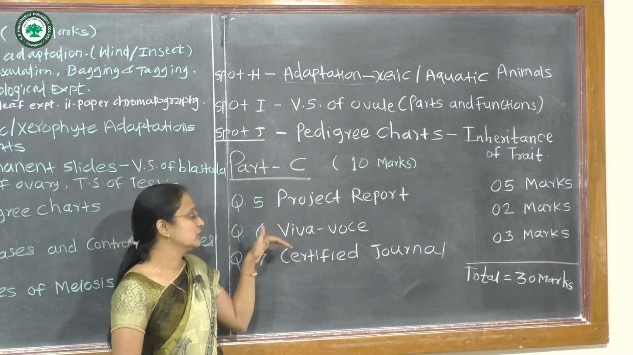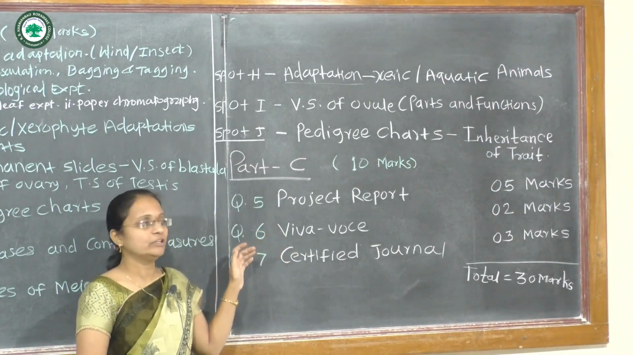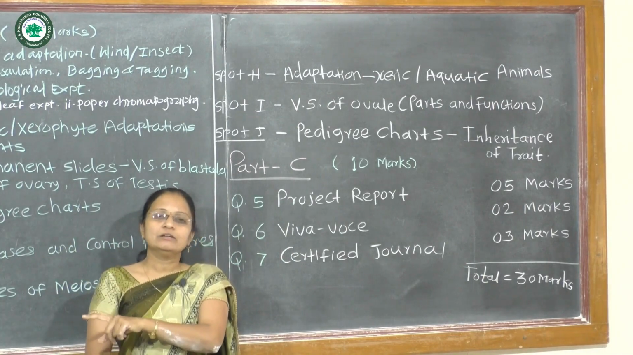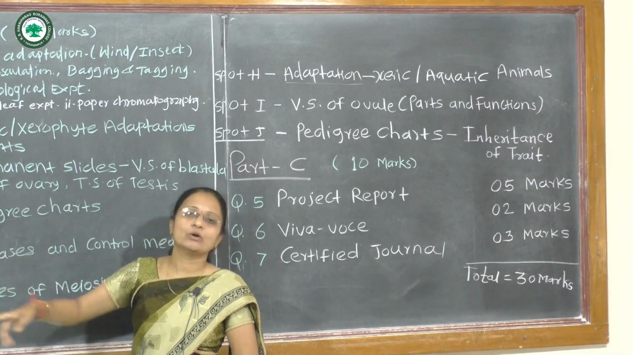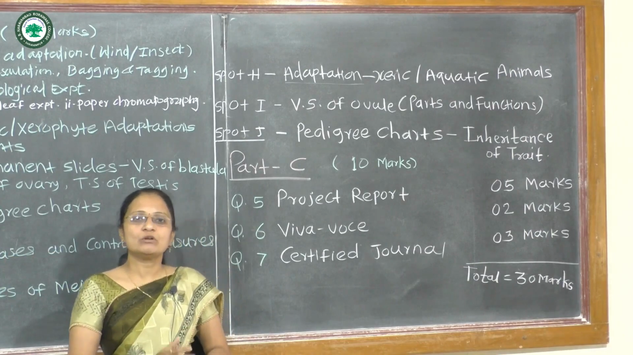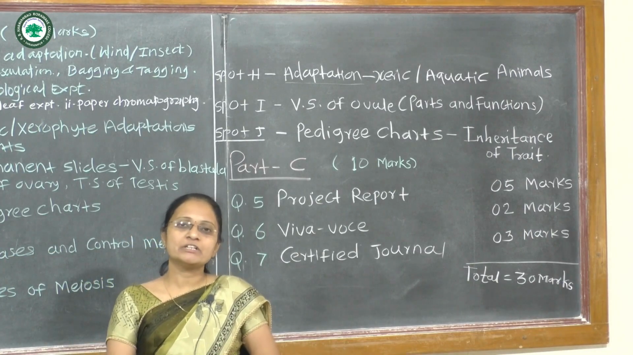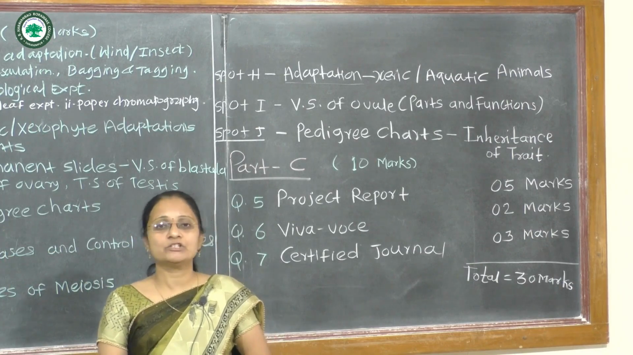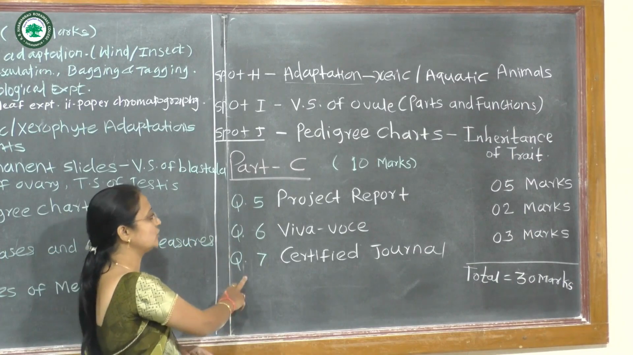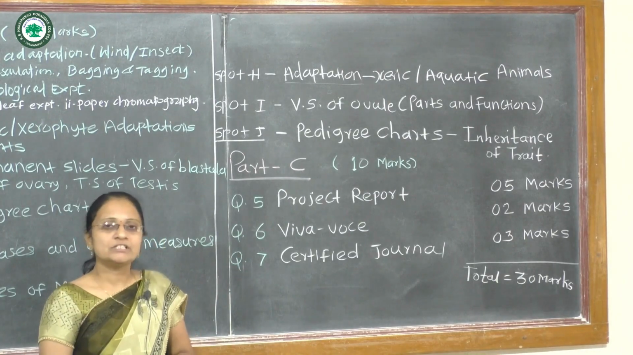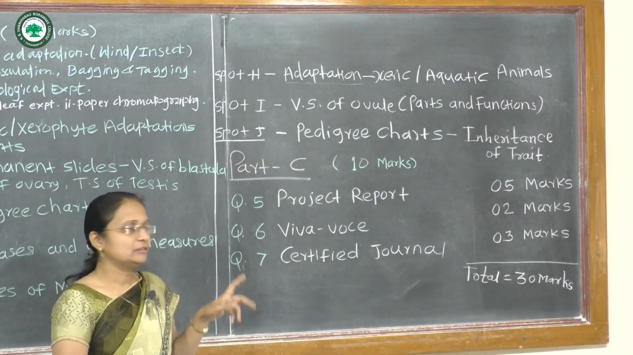Then the Viva. Question number 6 is the Viva, which is based on the practicals you have done on the basis of part A, or whatever syllabus you have studied in the 12th standard. On that basis, the examiner is going to ask questions. Then question number 7 is the certified journal. This certified journal is for 3 marks.